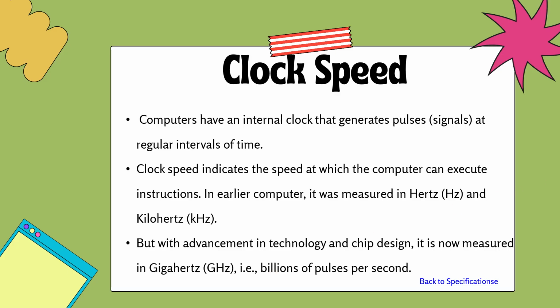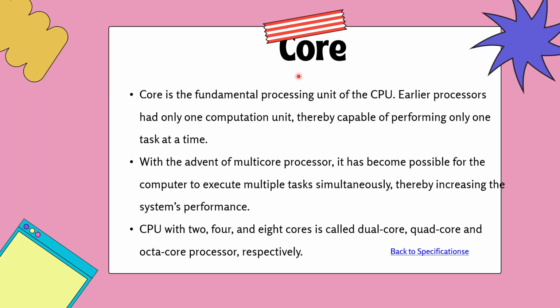Okay, and next is the core. Core is the fundamental processing unit of the CPU. Earlier processors had only one computation unit, so they were capable of performing only one task at a time. But now with the advent of multi-core processors, there are many processing units, so it is possible for the computer to execute multiple tasks simultaneously. Since it is able to execute multiple tasks, the system performance also increases.